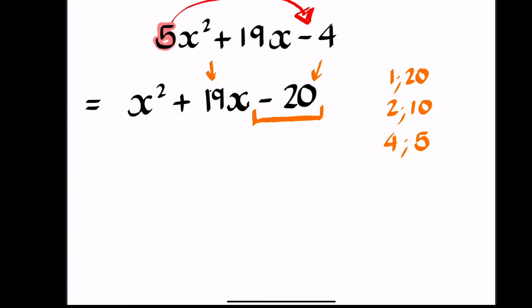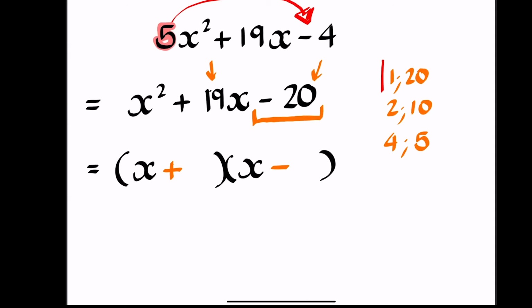So now I'm going to factorize this. So I'm going to have two brackets and the signs are going to be different. One will be a plus and one will be a minus. Why are they going to be different? Because my third term was negative. I'm going to take the x squared and factorize it to x and x. So now I need to decide which of those three sets of factors when subtracted give me my 19.